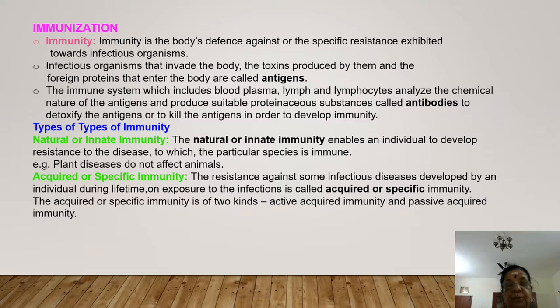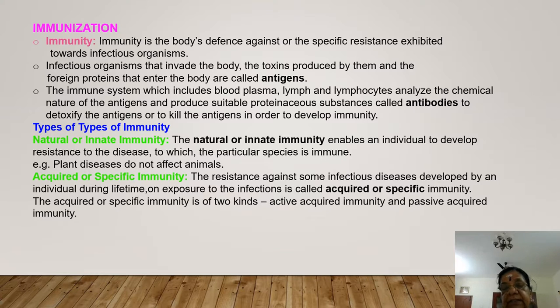So the immunization வந்து ரொம்ப important, where you need to learn the definition what is immunity. Immunity is the body's defense against or specific resistance exhibited towards infectious organisms. And what are antigen and antibody? Along infectious organisms that invade the body, the toxins produced by them, and the foreign proteins that enter the body are called antigens. The immune system, which includes blood plasma, lymph and lymphocytes, analyze the chemical nature of the antigen and produce suitable proteinaceous substance called antibodies, and that will detoxify the antigens or kill the antigen in order to develop immunity. சரியா? So இதுல மூணு short answer: immunity definition, antigen and antibodies.